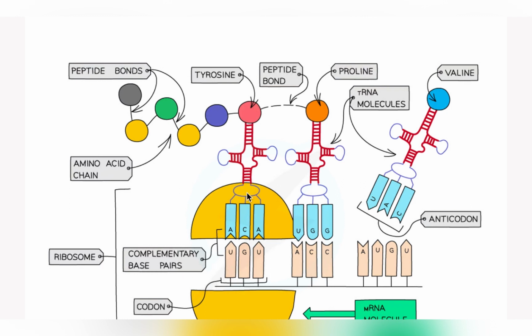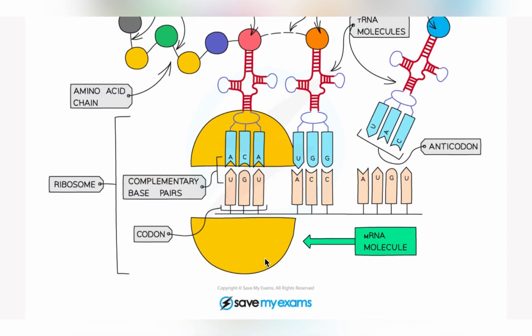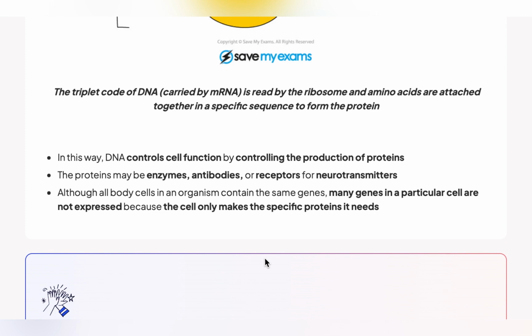Okay, in writing the exam, we must know complementary base pairing. You must know which unit of the mRNA pairs with another corresponding unit. A goes with U, C goes with G, and A goes with U, like that. We must understand this mRNA molecule and how its genetic coding is carried out. So in this way, the DNA controls cell functions by controlling the production of protein.